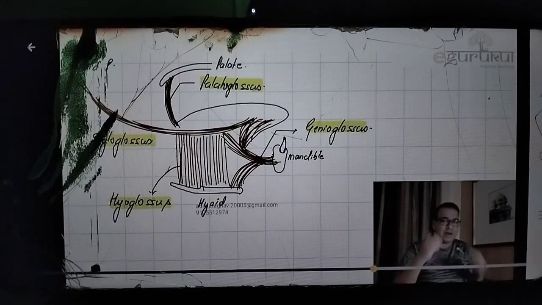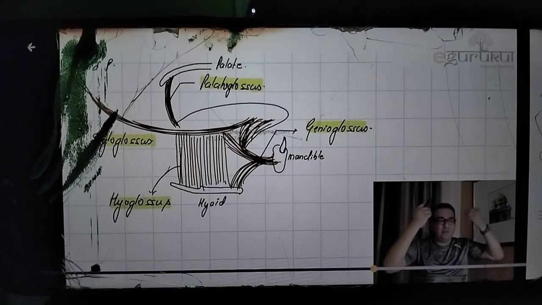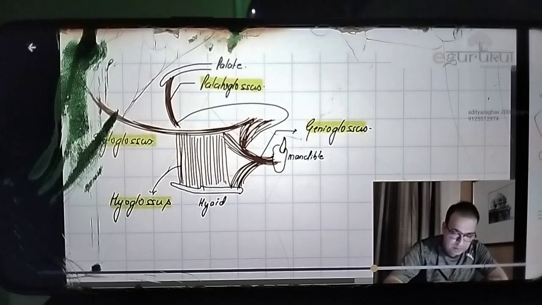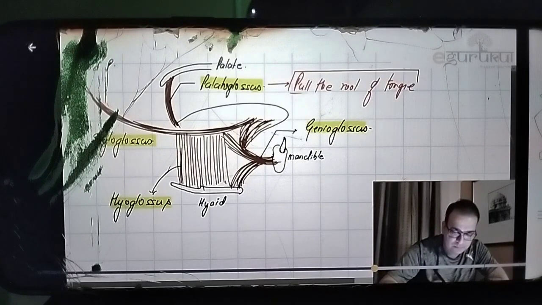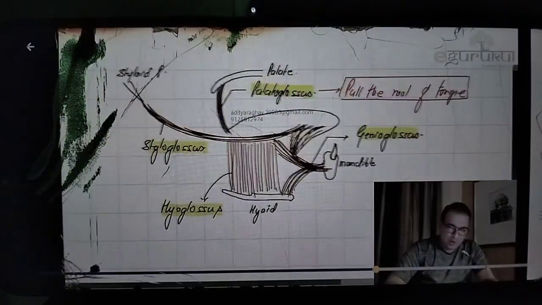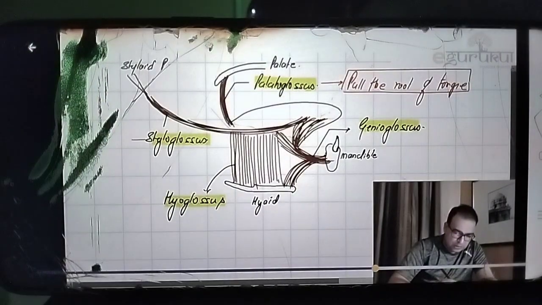So every time this muscle contracts, it will pull the root of the tongue above. So the function is important: it will pull the root of the tongue. Styloglossus, guys, the muscle is styloglossus. Now think about what the function should be.